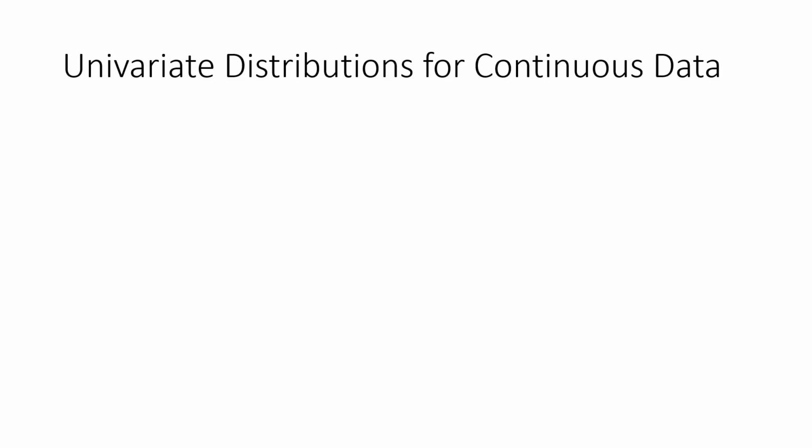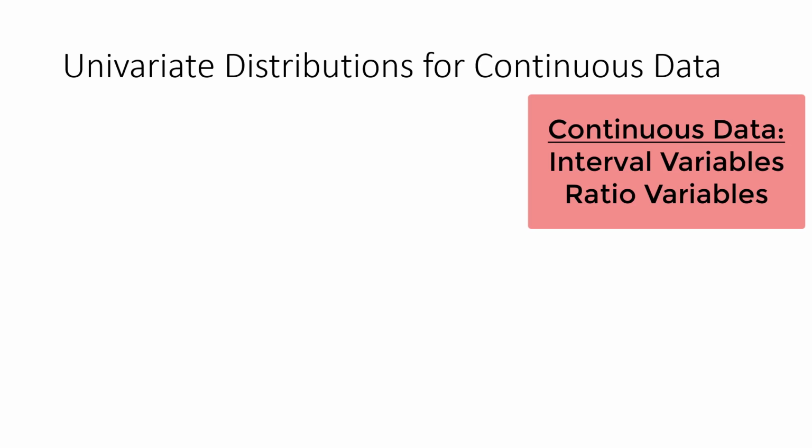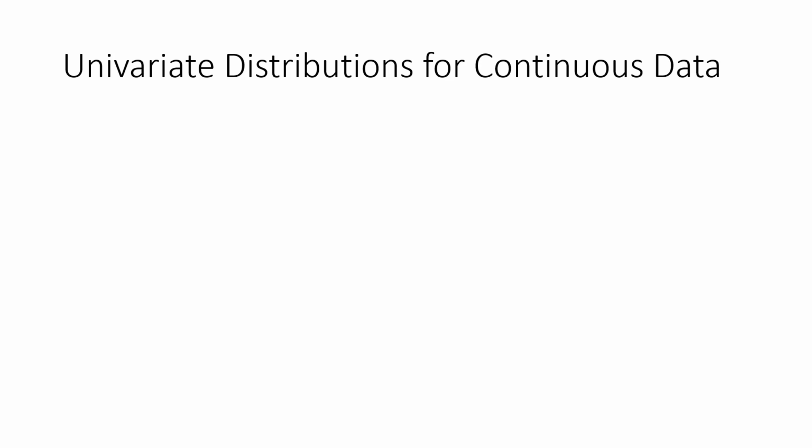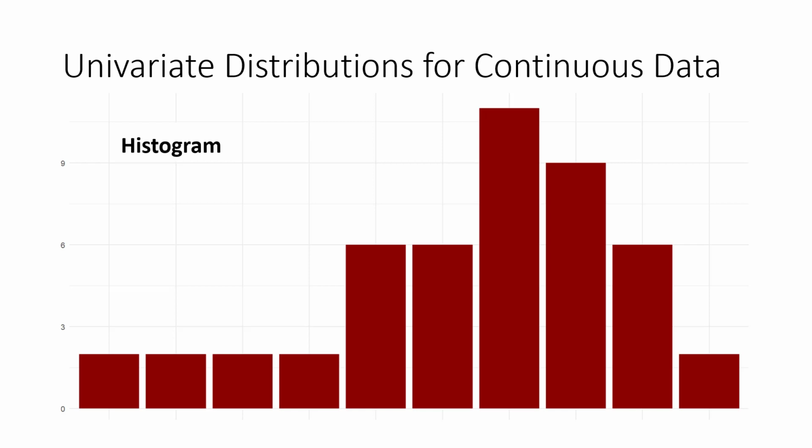Let's turn to thinking about how we would calculate or present univariate distributions for continuous data that we're actually treating as continuous. So now we're talking about interval and ratio level variables. For a continuous variable, a frequency table just doesn't make sense. The best way to describe the distribution of a continuous variable really is visually. And there are generally 3 types of graphs that we can use. The most common of those is the histogram. A histogram shows us the range of values on the x-axis and the frequency at which that value exists on the y-axis.